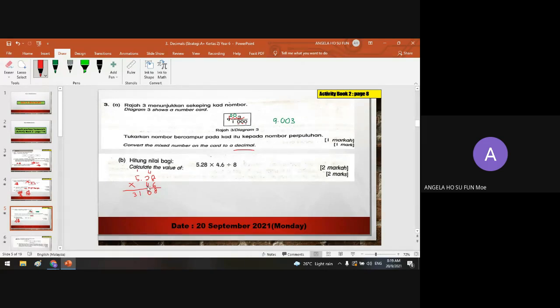Starting again with the second number, 4. 4 times 8 is 32. So 3 and 2. Make sure 2 is under 6, but not under 8. 4 times 2 is 8, plus 3 is 11. So 1 and 1. 4 times 5 is 20, plus 1 is 21. So you sum up first. This is 8. 6 plus 2 also 8. 1 plus 1 is 2. 3 plus 1 is 4. And 2. Okay, where is your decimal point?